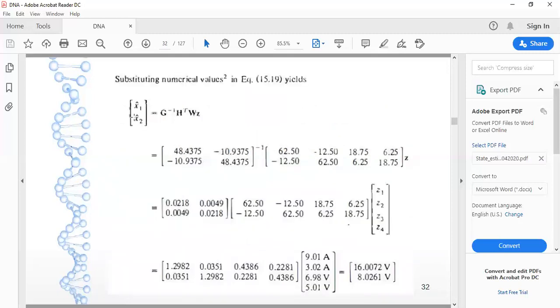Now, to find out the value of x1 and x2, we have to apply this formula using weighted least square estimation. It is G inverse H transpose W into Z. Over here, Z1 to Z4 we know. If we substitute these values, we get V1 equals 16.0072 and V2 equals 8.0261.